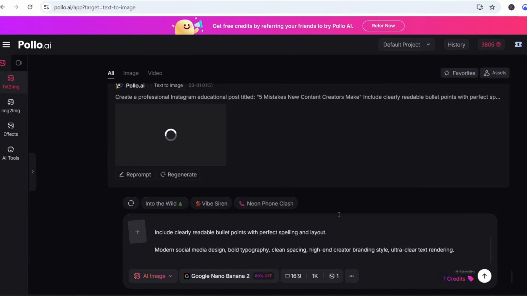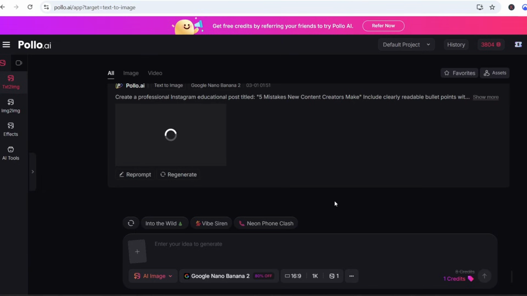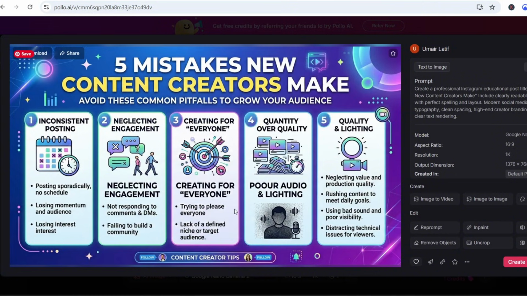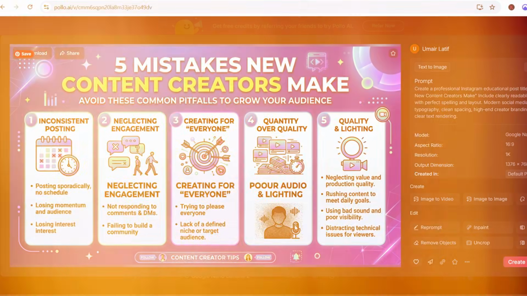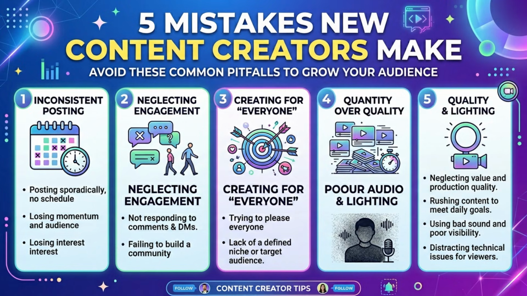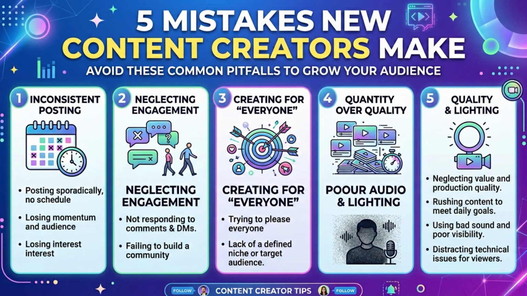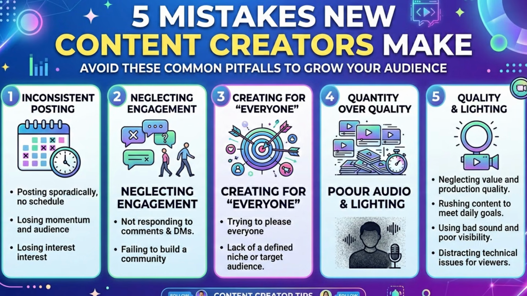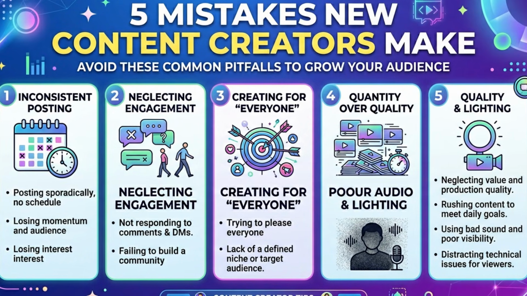I tested another example. Create a professional Instagram educational post titled 5 Mistakes New Content Creators Make. Include clearly readable bullet points with perfect spelling and layout. Modern social media design, bold typography, clean spacing, high-end creator branding style, ultra-clear text rendering. Look at this. The headline is clean, the spacing is balanced, the bullet points are readable. Even the smaller text makes sense.